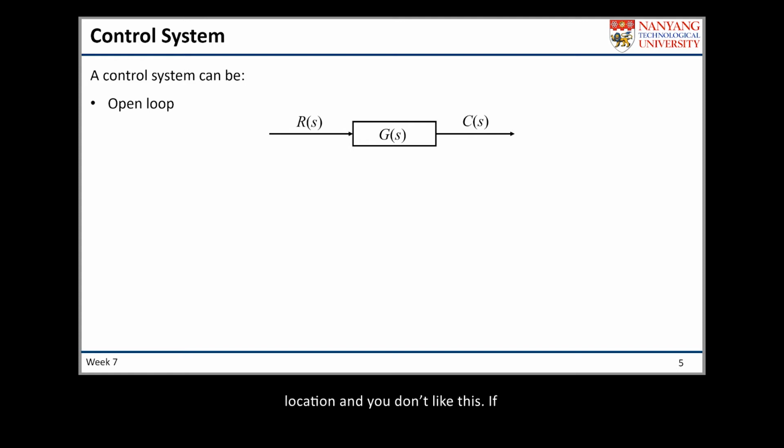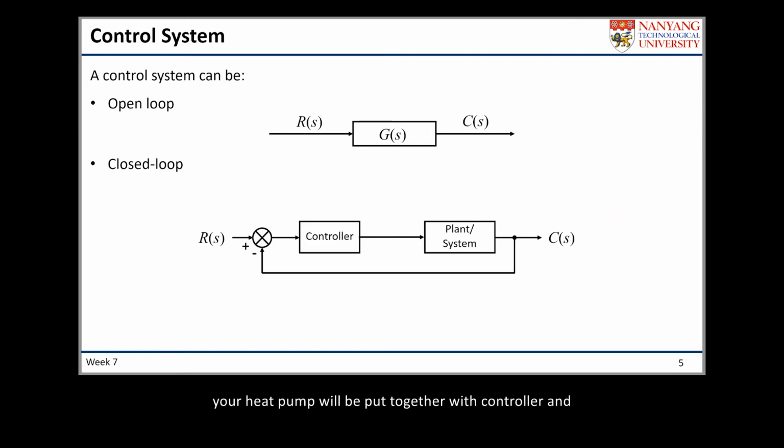And you don't like this, of course. If you put it in your room, it will become very chilled. Your heat pump is not controlled. So heat pump solely is an example of an open loop system. And as I mentioned, you don't like to use a heat pump alone to cool down your room. Normally, in an air conditioning system, we put the heat pump together with a controller and temperature sensor, right? So in an air conditioning system, your heat pump will be put together with a controller.